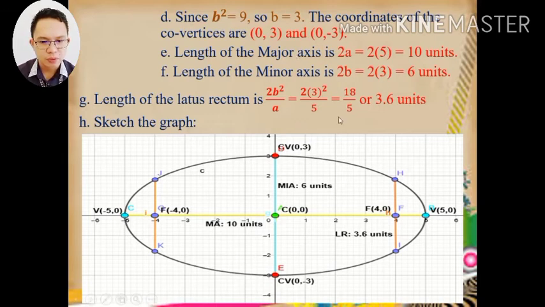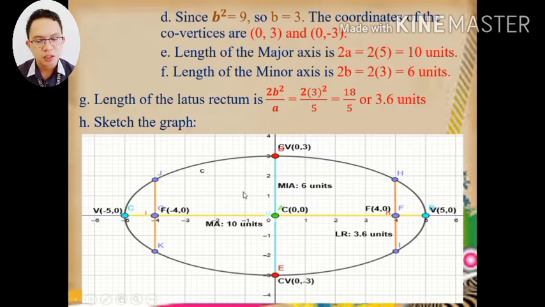Locate or plot all the given points that you got in the solutions. Center 0, 0, co-vertices 0, 3 and 0, negative 3, foci negative 4, 0 and positive 4, 0, and the vertices 5, 0 and negative 5, 0. And then connect all the points.